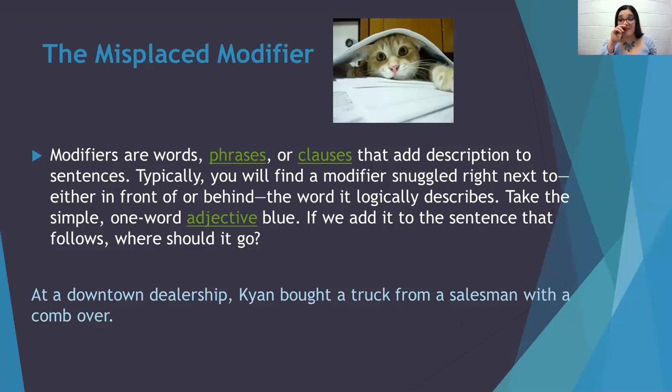Modifiers are words, phrases, or clauses that add description to sentences. Typically, you will find a modifier snuggled right next to, either in front of or behind, the word it logically describes. Take the simple one-word adjective blue to be inserted in the sentence you have below, and tell me, where should it go? Where should we place the adjective blue in the sentence? At a downtown dealership, Kian bought a truck from a salesman with a comb-over.